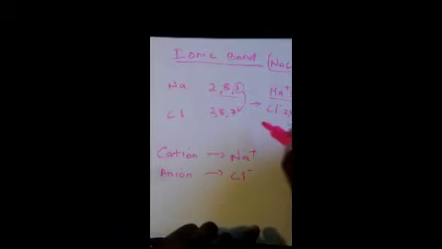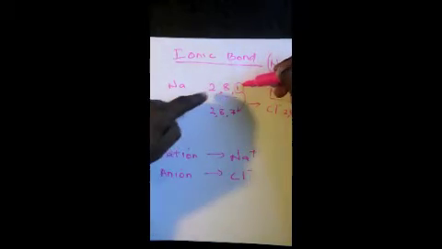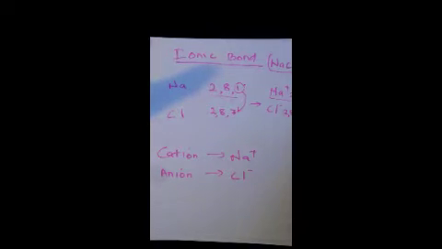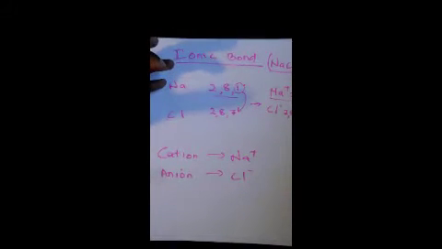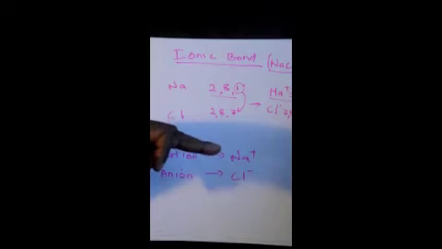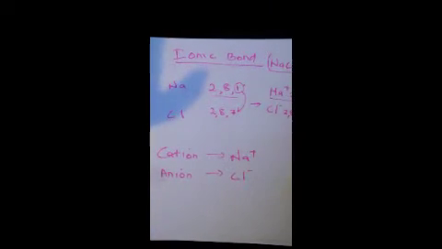Now, because of the loss of electron from this side, now we have more protons. Remember, initially before the reaction, there were 11 protons and 11 electrons. But after the reaction has taken place, the sodium atom loses 1 electron, which means it's going to have 10 electrons and 11 protons.